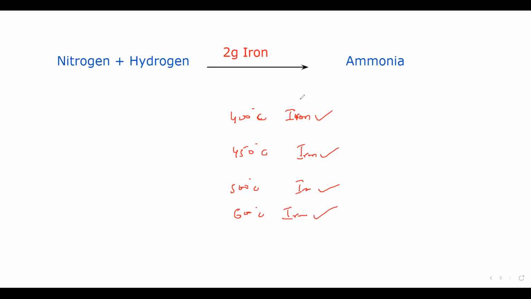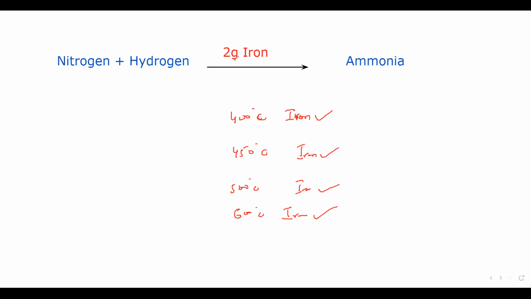When the substance used as a catalyst works at all temperatures, we call it a normal catalyst. But if it was a biological catalyst, it will work only at a certain temperature and after that it will stop working. So at 500 and 600, if it does not work, it means it was only working at certain temperatures, and at other temperatures it's not working, so we call that a biological catalyst. But in this example it's not a biological catalyst, because iron is acting like a catalyst, altering the rate at all the temperatures.